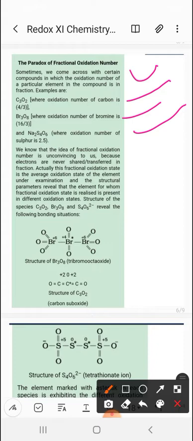Now we know that the idea of fractional oxidation number is unconvincing to us, because obviously electrons cannot be transferred in fractions. Electrons are never shared or transferred in fraction. Actually, this fractional oxidation state is the average oxidation number of the element under examination, and the structural parameters reveal that the element for which a fractional oxidation state is obtained is present in different oxidation states, and the structures of the species reveal the following bonding situations.